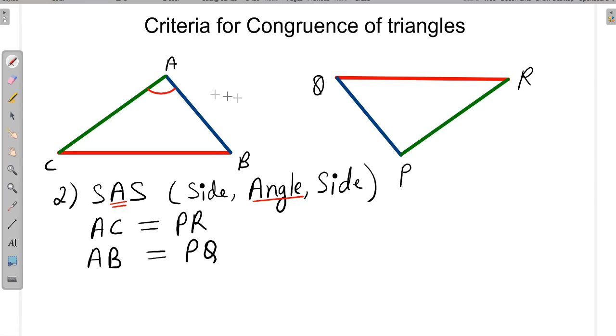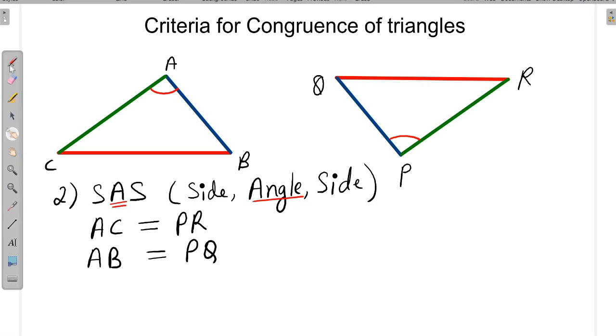this is angle A, and here the angle. So this is the angle which contains both the sides. This angle contains both the sides, AC also and AB also. Similarly, this angle contains both the sides, AB and also QP also, as well as PR also. So the angle for criteria SAS, the angle should be such that it contains both the sides.